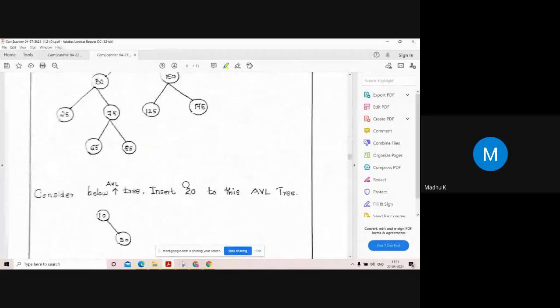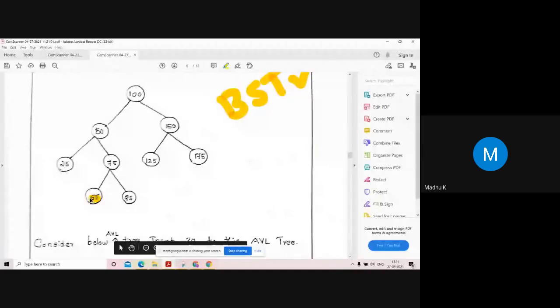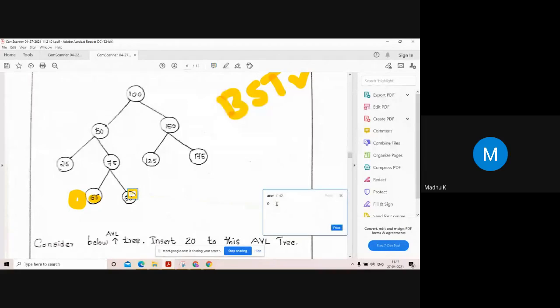So this is our tree. You can start from the root. What is the balancing factor of this node? There is no left subtree and no right subtree, so it is 0. Next, what is the balancing factor of 85? It is 0 because there is no left subtree and no right subtree. So it is also 0.